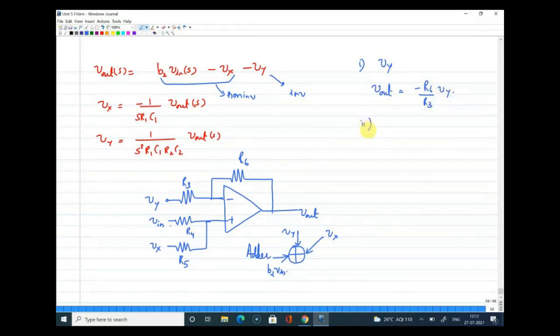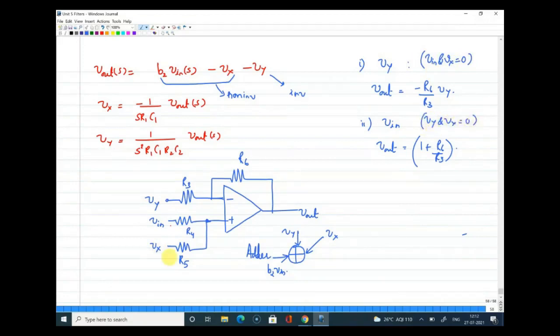Now when I consider only V in, this becomes a non-inverting amplifier. For a non-inverting amplifier, the gain expression is 1 plus R6 by R3 into the voltage coming at this point. What is the voltage coming at this point? When I am considering Vy, V in and Vx are shorted to 0. When I am considering V in, Vy and Vx are shorted to 0.